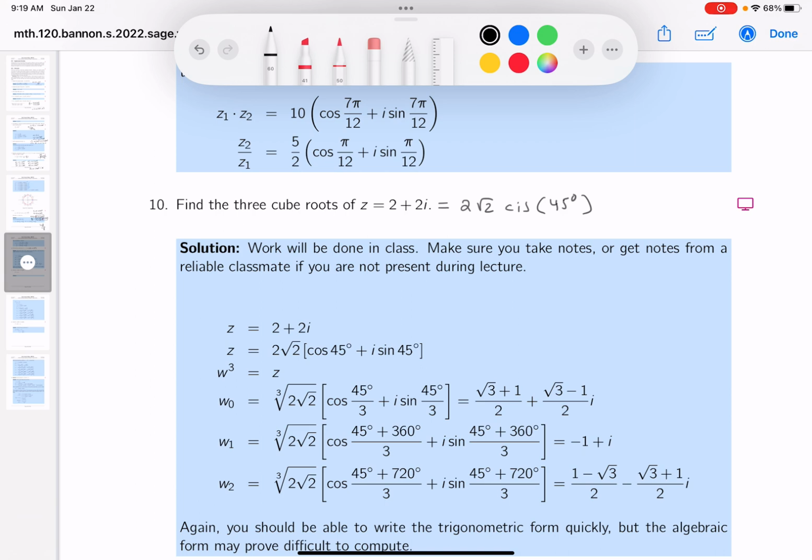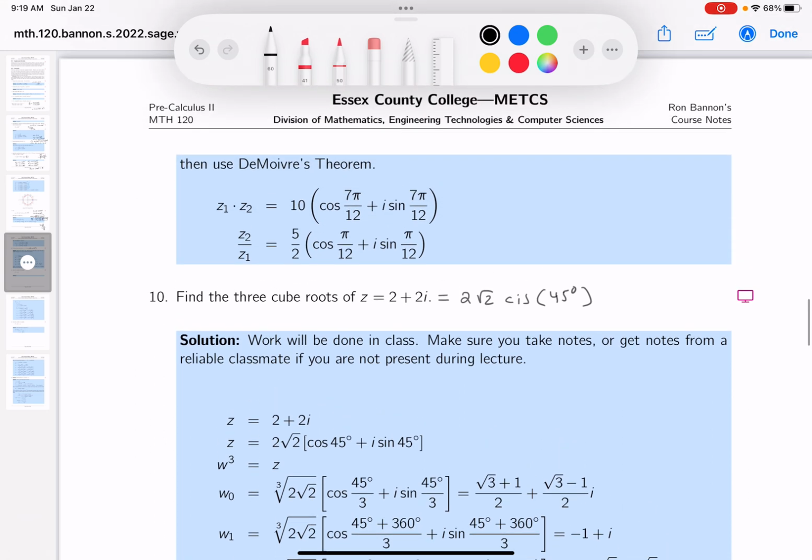And they want the cube roots of Z. And there's going to be 3 of them, by the way. And to do that, I'm going to write it down with the W notation, just to remind you. W0, W1, and W2. There's going to be 3 of them. And how do I do that?